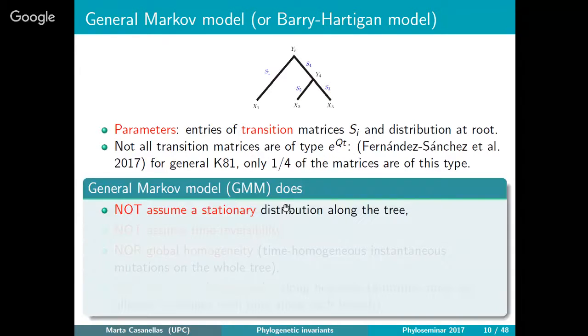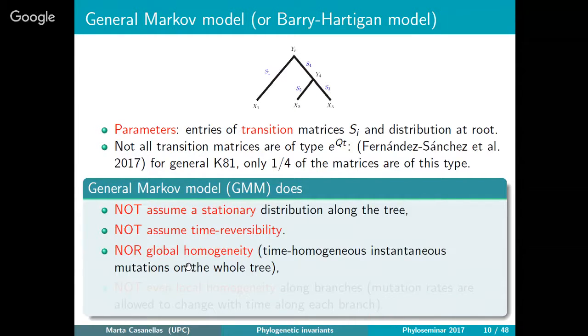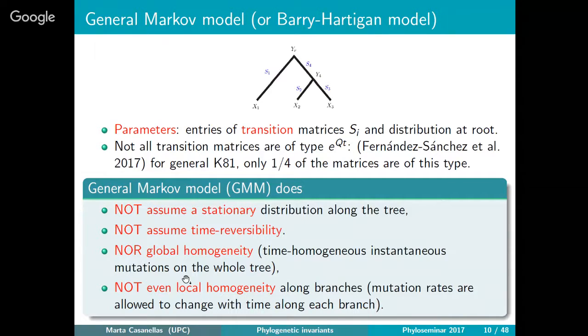As a summary, the general Markov model does not assume a stationary distribution along the tree, does not assume time reversibility, nor even global homogeneity, and not even local homogeneity along branches. So along a branch, it could have happened that there was a mutation rate for a while, and then another mutation rate afterwards, or even another one. Different mutation rates along a branch.